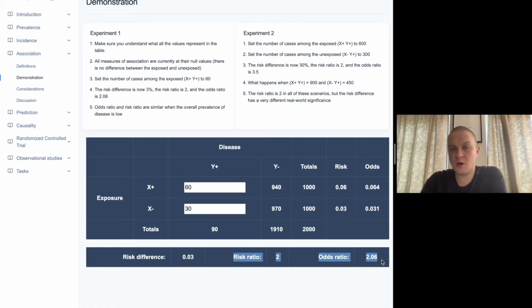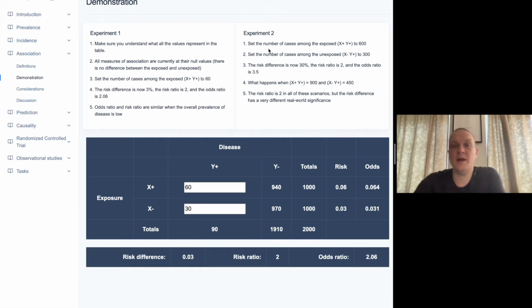The risk ratio and the odds ratio measure two completely different things really, but they are usually quite close to each other when the prevalence of disease is low. But you should be very careful in interpreting them as the same. So the odds ratio is not a risk ratio and the risk ratio is not an odds ratio.